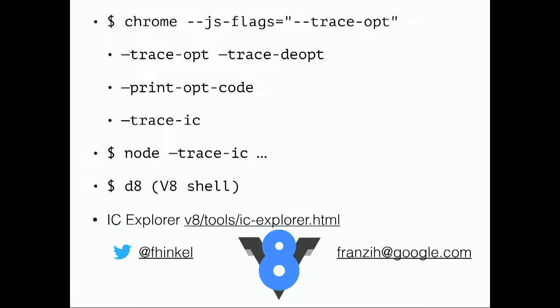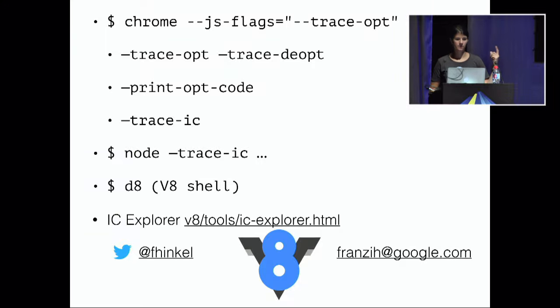So I hope I was able to give you a little bit of an insight into this black box of JavaScript engines, what they do from source code to really fast machine code. If you want to play with any of this yourself and see what your app is doing in general or what little code snippets are doing, you can always just use Chrome, start it from the command line, and pass --js-flags=, and then some things we looked at were trace opt, trace deopt, print opt code, or trace IC. If you're familiar with Node, you can also start a Node server and put the V8 flags there, just put them right behind node. And if you're more adventurous, you can compile V8 yourself and get D8, the V8 debugging shell, and run that with all the flags.